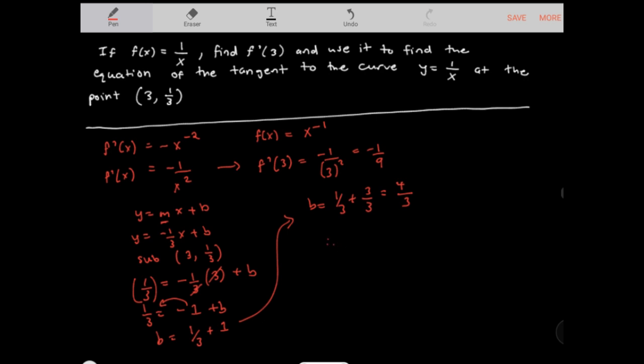Okay, so therefore the equation is in the form of y equals negative 1 over 9 x plus 2 over 3. And that's the equation of the tangent at this point, (3, 1/3).